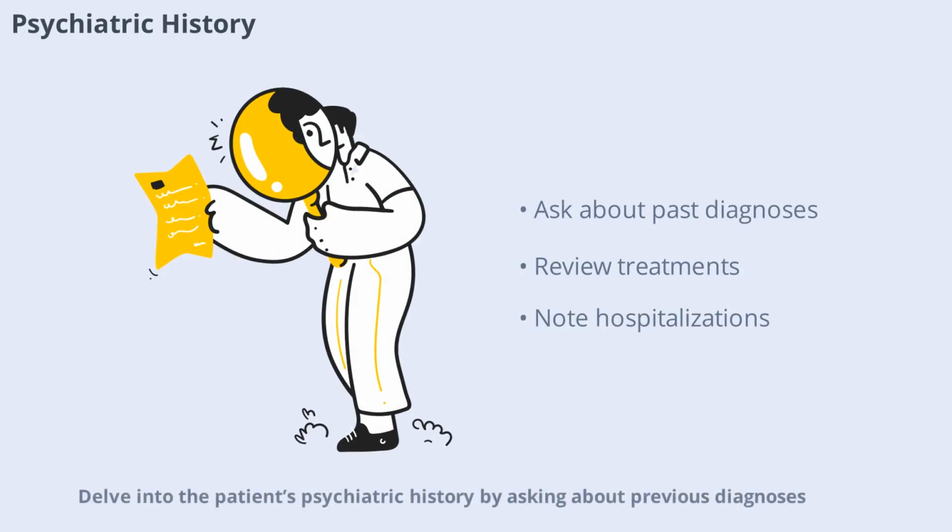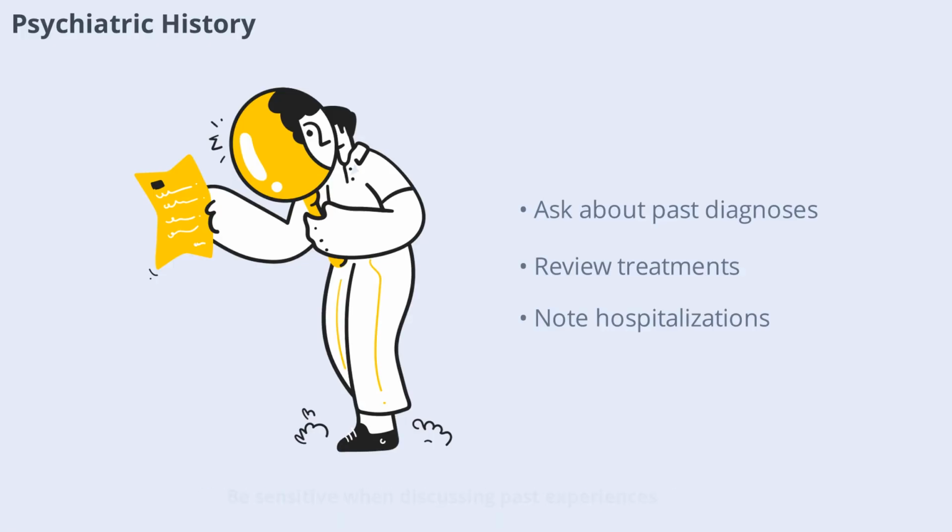Delve into the patient's psychiatric history by asking about previous diagnoses, treatments, and hospitalizations. Find out what worked, what didn't, and any side effects experienced. This information helps you understand the patient's journey and informs your approach to care. Be sensitive when discussing past experiences as they may bring up difficult memories. Your goal is to gather facts while showing empathy and support.